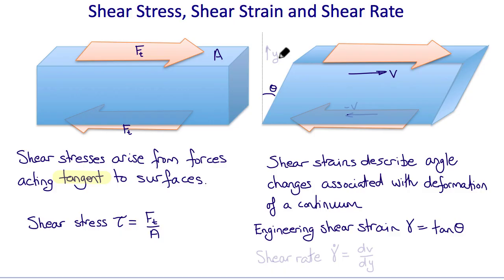If instead of thinking of this situation as a deforming solid, we think of it as a flowing fluid with the velocity of v on top and minus v on bottom, and a gradient of velocity with respect to the y-axis, then the shear rate in this fluid flow example would be that gradient, dv dy. It's the rate of shear strain.